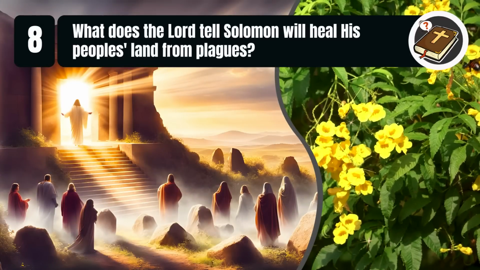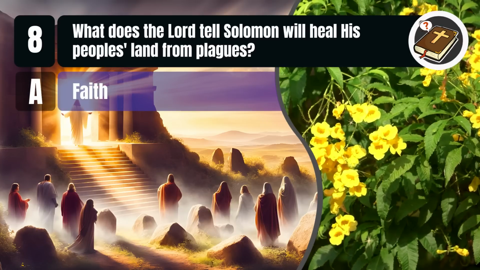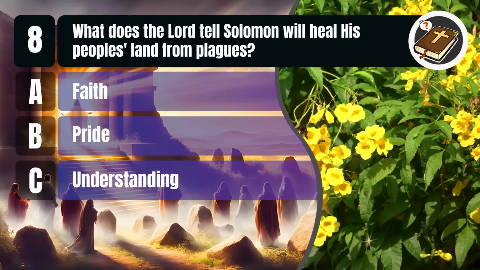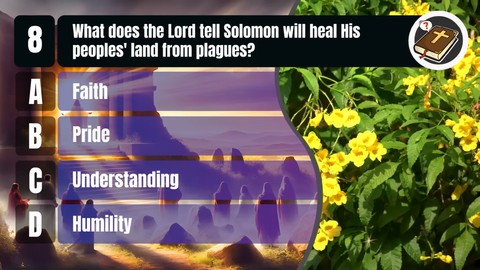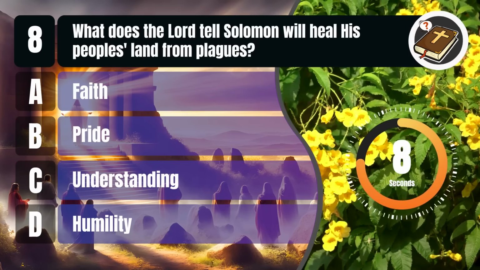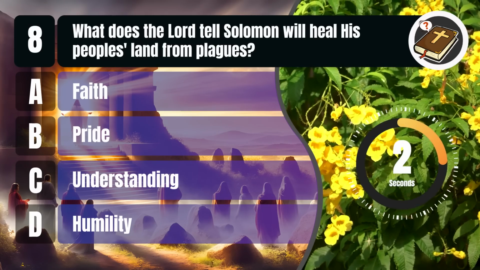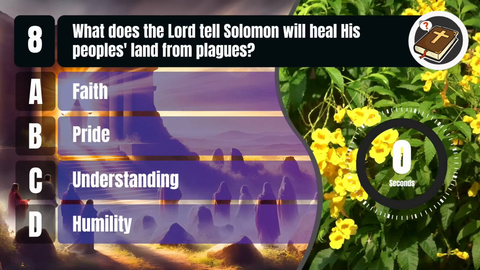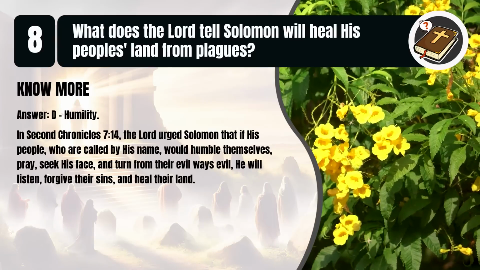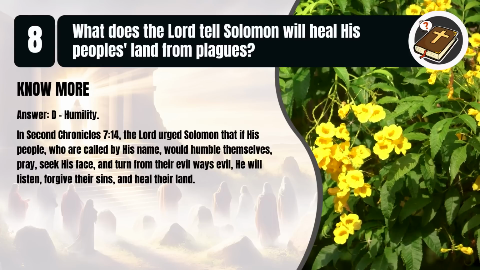Question 8. What does the Lord tell Solomon will heal his people's land from plagues? A. Faith. B. Pride. C. Understanding. D. Humility. You get 10 seconds. That's D. Humility.